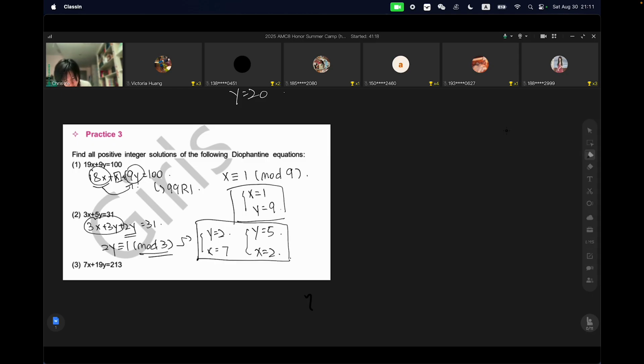And the last problem I'll write on the other side. Using the same method, 7x plus 14y plus 5y equals 213. So divided by 7, then we would have this gone, and this would have a remainder of 3. So 5y can go into 3 mod 7. So therefore, our first tryout would be y equal to 2.